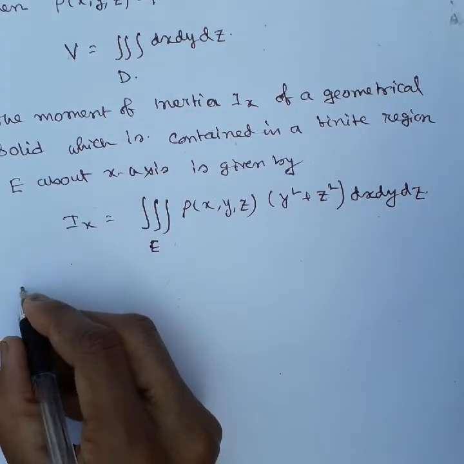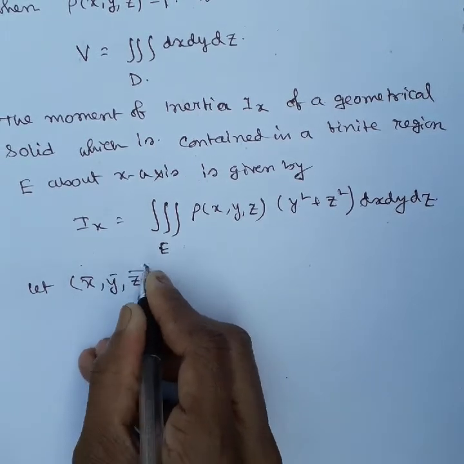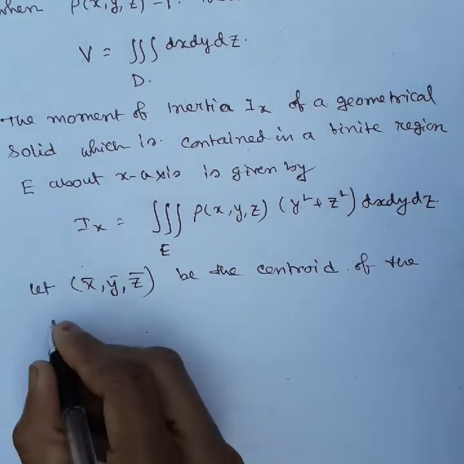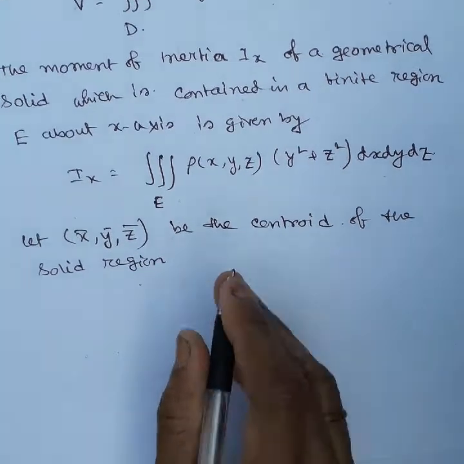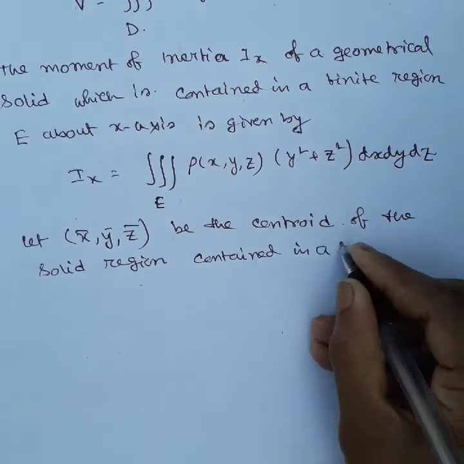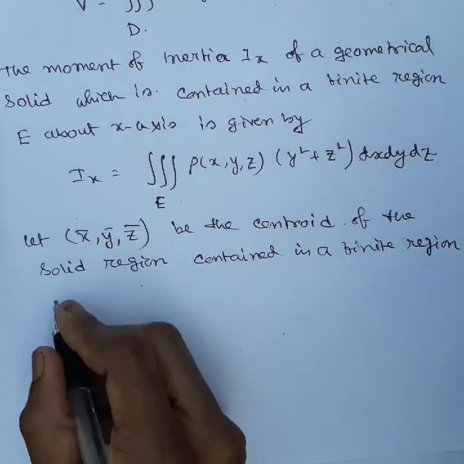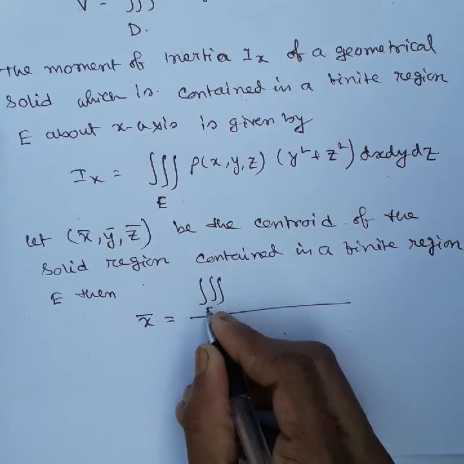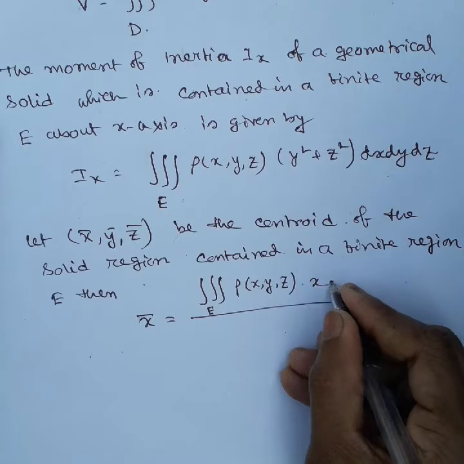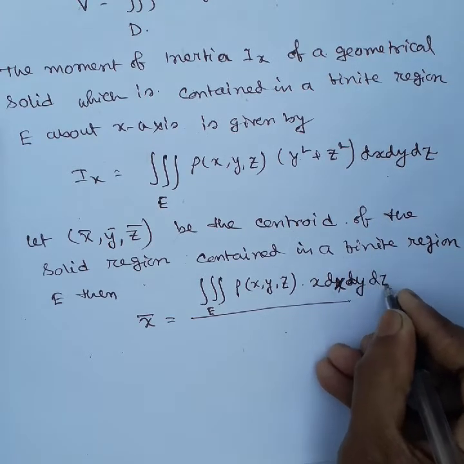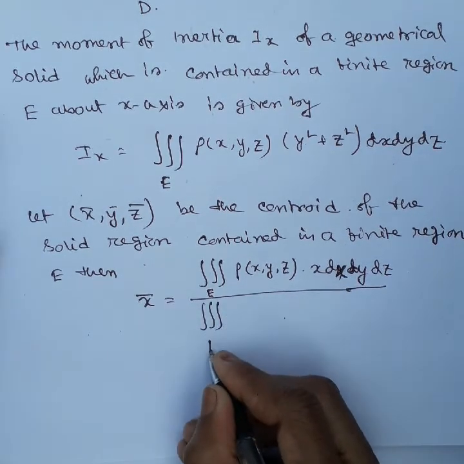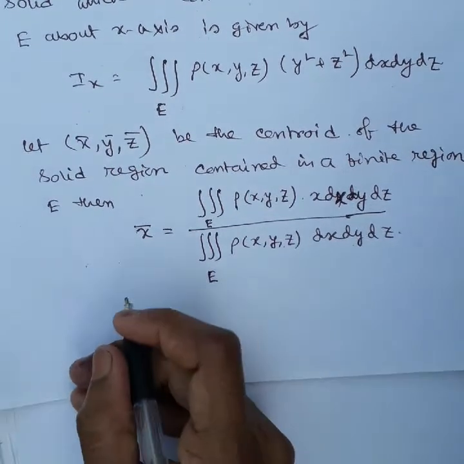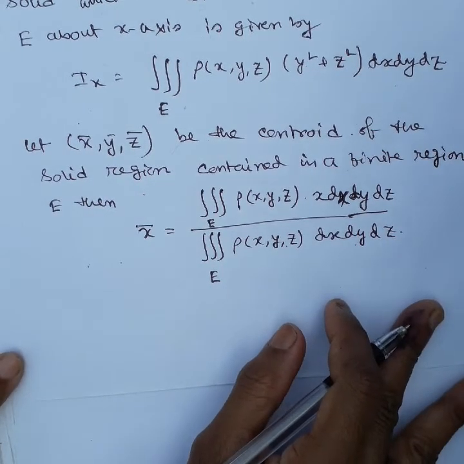Okay. So, now if we let x bar, y bar, z bar be the centroid of the solid region contained in a finite region E, then x bar is equal to triple integration over E rho of x, y, z into x dx, dy, dz by triple integration over E rho of x, y, z dx, dy, dz, and similarly for y bar and z bar. Okay, so these are the applications.